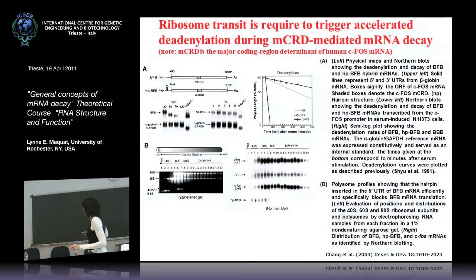Whereas when the hairpin is inserted, so translation is blocked, there's no translation through the coding region determinant. That stabilizing protein is not removed. Destabilizing protein is not removed, and you can see that the mRNA is fairly stable. And I won't go through this. It just shows the hairpin blocks translation.